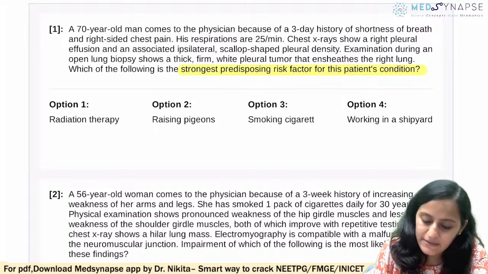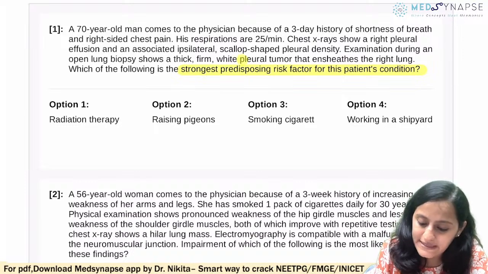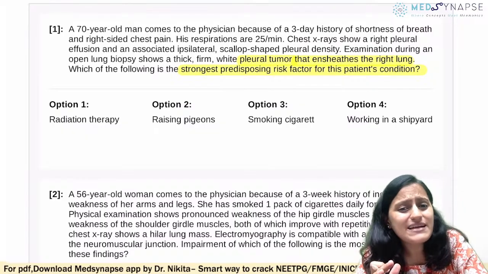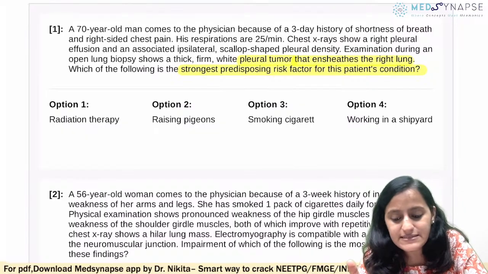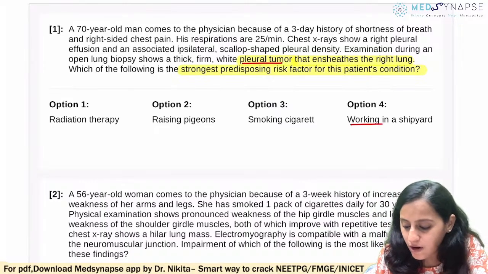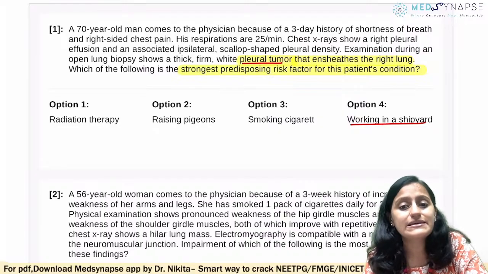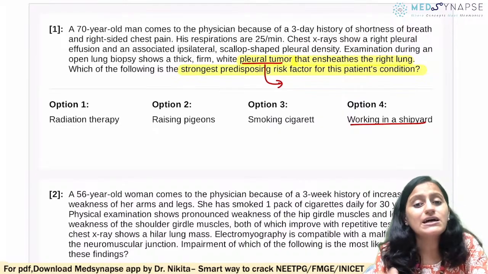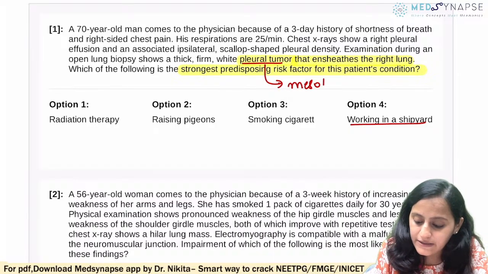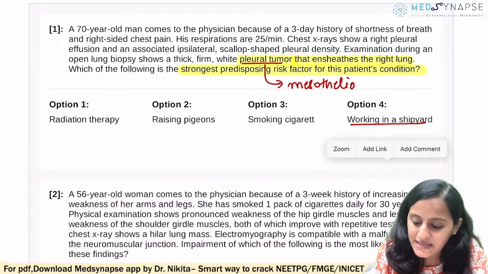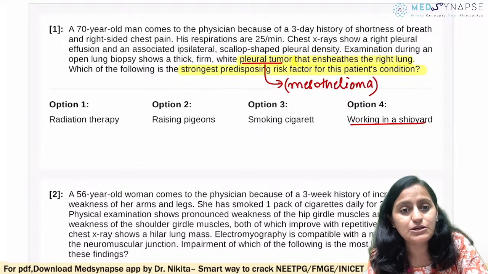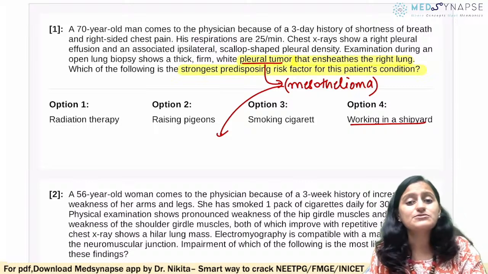So open lung biopsy shows a thick, firm, white, pleural tumor that ensheathes the right lung. So does that give you a clue even if you don't read the entire question? Right? So there's a pleural tumor, plus you see the option of working in a shipyard, connecting the dots together. The lining of the pleura, that is mesothelium. So remember, the question is talking about mesothelioma.